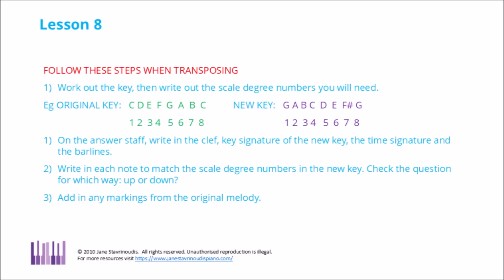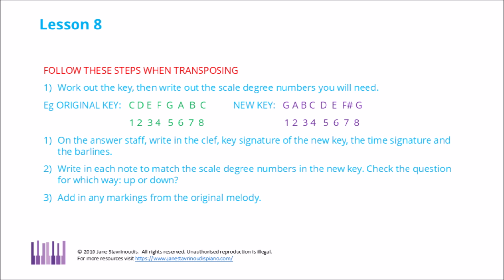When transposing, follow these steps, which can also be found in your concept sheets. Firstly, work out the key, then write out the scale degree numbers you will need. For example, if your original key is C major, then you will write the notes of the scale in that key, which means write C, D, E, F, G, A, B, and C, and under each of those notes, write the scale degree numbers to match of 1, 2, 3, 4, 5, 6, and 7.